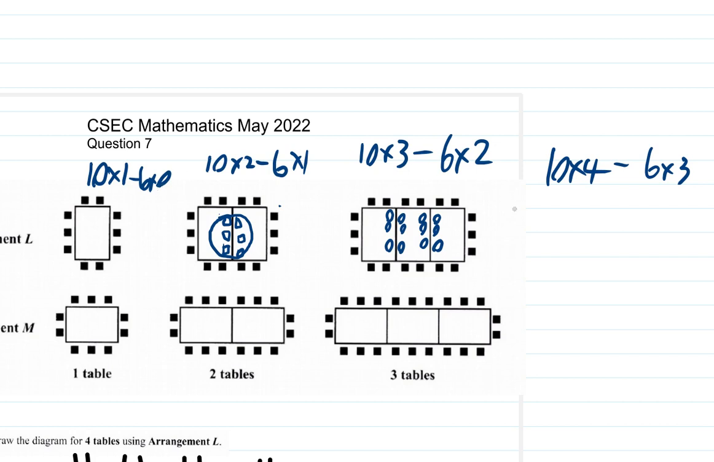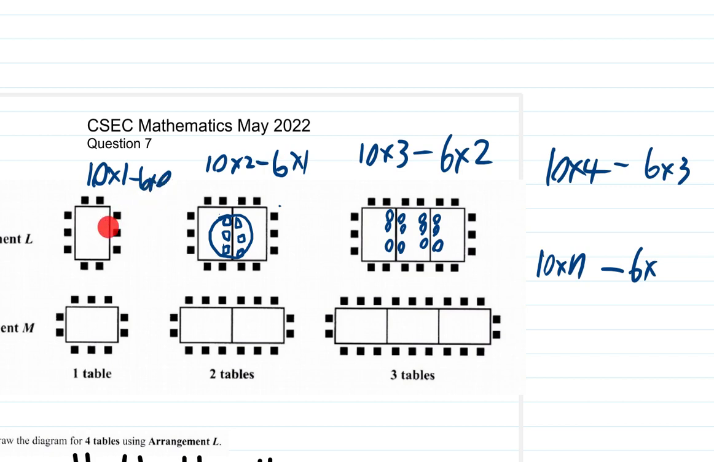Now, what could possibly be the formula involving n? Now, here, we said 1 table 10 times 1, 2 tables is 10 times 2, 3 tables is 10 times 3, 4 tables is 10 times 4. So n tables is 10 times n. Then you minus what? 6 times. The 6 is consistent throughout. So what you have is 6 times, 6 times, 6 times, 6 times. But it's 6 times what?